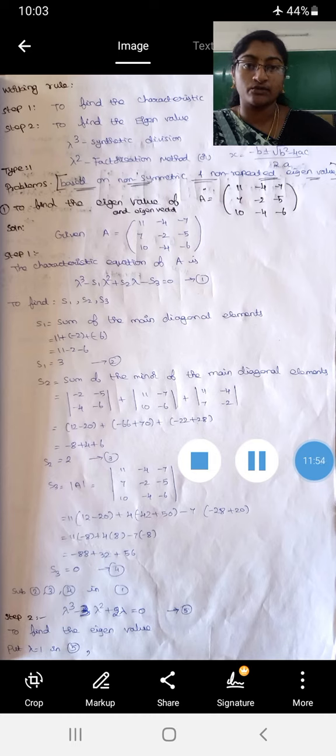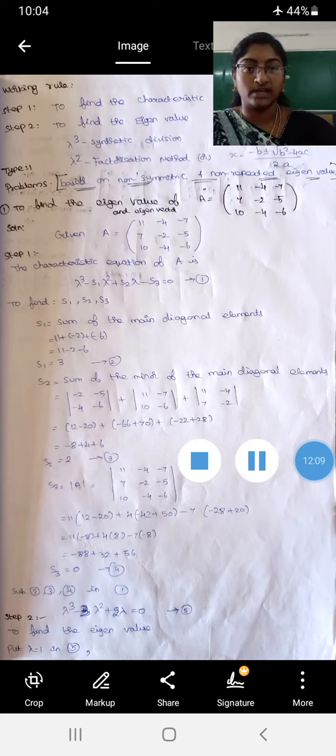S2 equal to sum of the minor of main diagonal element. So write the minor for the diagonal element. We get the value minus 8 plus 4 plus 6, which is 10 minus 8 equals to 2. Hence S2 equal to 2. Mark this as third equation.